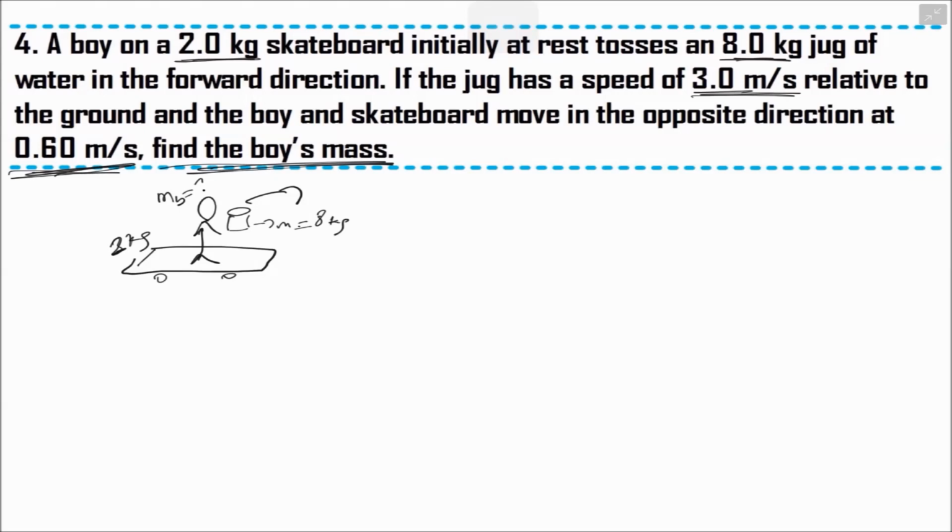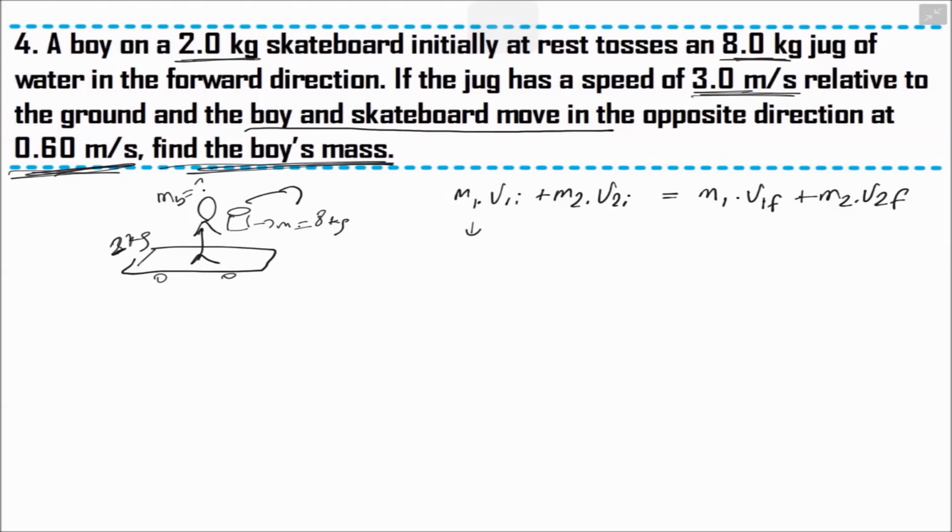So we will calculate this by the conservation of momentum formula, m1 times v1 initial plus m2 times v2 initial, that will be equal to m1 times v1 final plus m2 times v2 final. Here in this question, actually we have 3 different objects, but the question says the boy and skateboard move together. So we can accept they have combined mass.